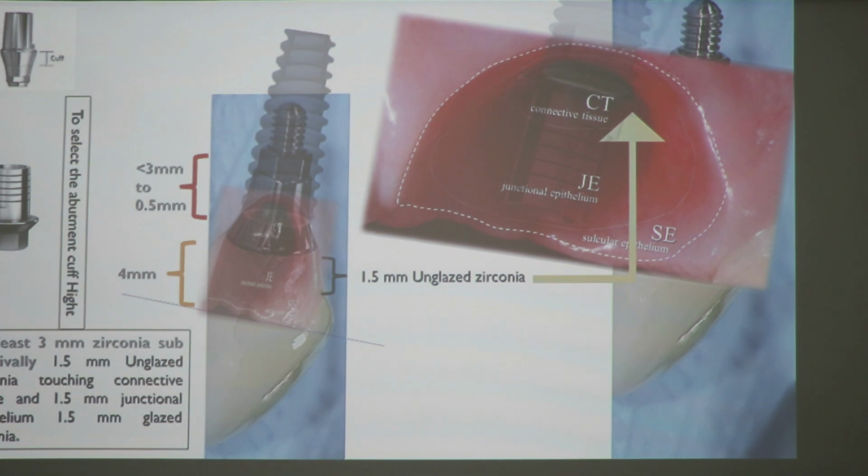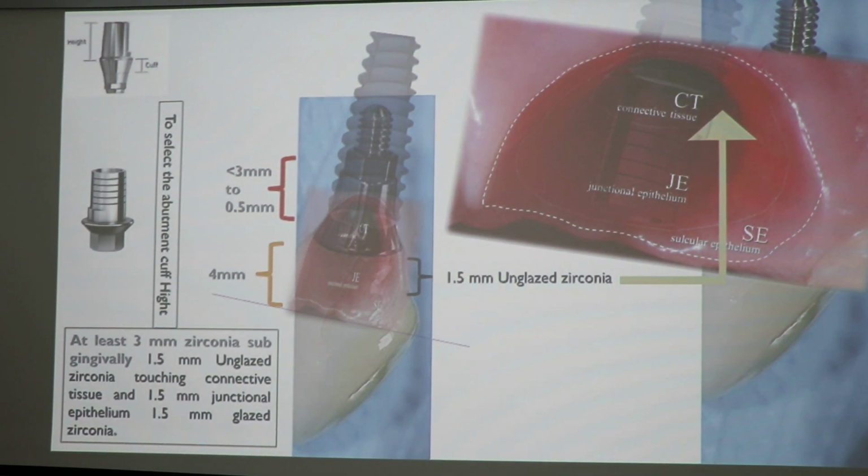So can you, Zainab, read this? At least 3 millimeter zirconia subgingivally, 1.5 millimeter unglazed zirconia touching connective tissue, and 1.5 junctional epithelium, 1.5 millimeter glazed zirconia. So touching the glazed zirconia. So is this slowly giving you a bigger picture now? So you want to create a 3 millimeter gingiva. If you have 2, try to make it 3. 3 will be easy to divide.